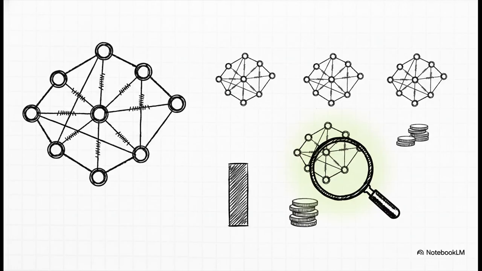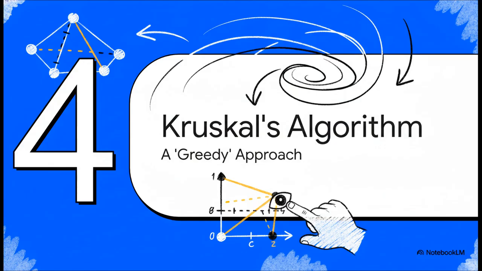Out of all the hundreds or thousands of possible spanning trees, we need to find the one that has the absolute lowest total weight. And that special tree has a name. It's called the minimum spanning tree, or MST for short. So, the big question is, how do we find it? I mean, we could try to check every single possible combination, but for a big network, that would literally take forever. Luckily, there's a much, much smarter way.